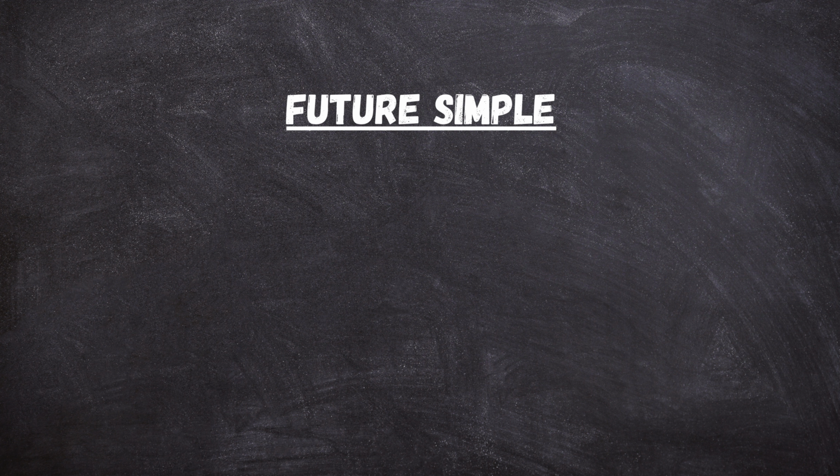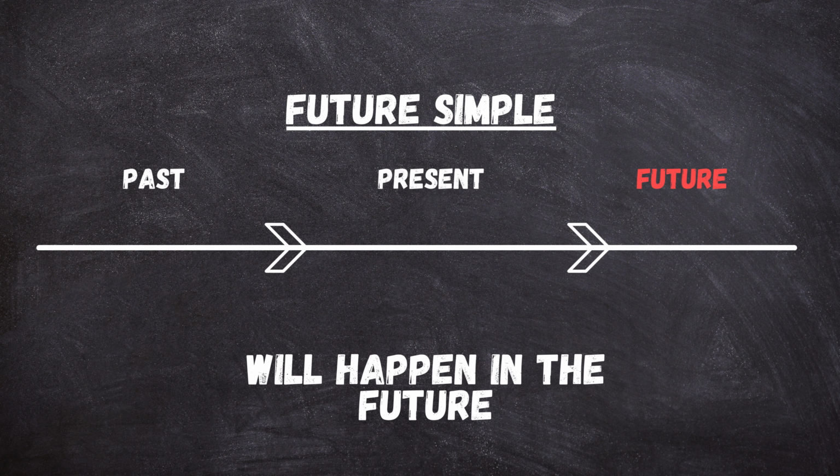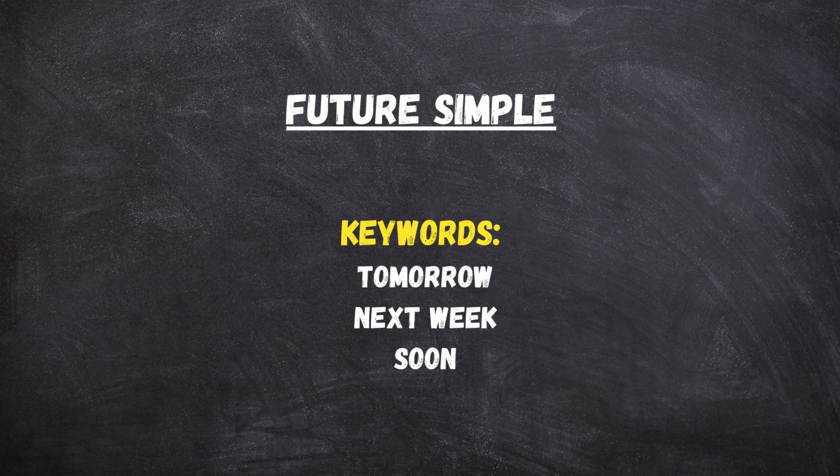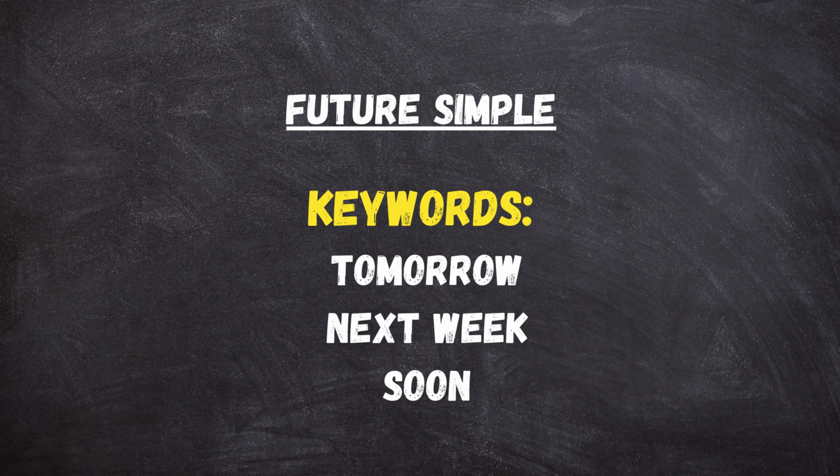The future simple tense is used to describe actions that will happen in the future. For example, he will run a race tomorrow. This describes a future event. Common keywords include tomorrow, next week, and soon.